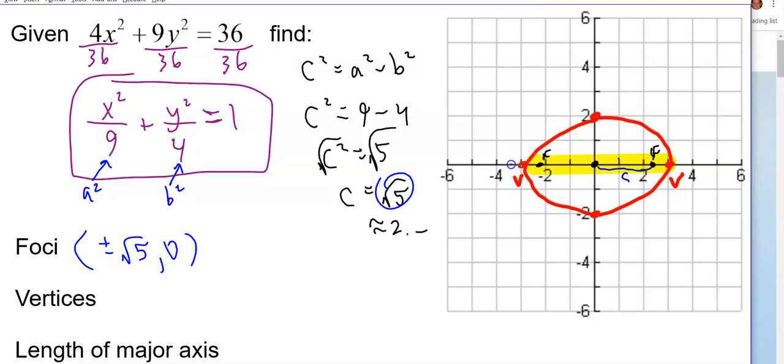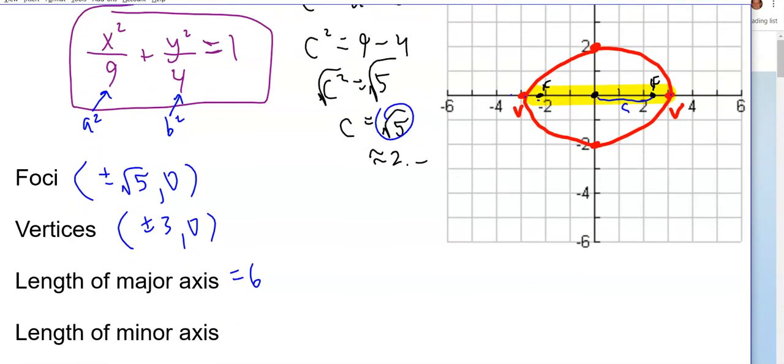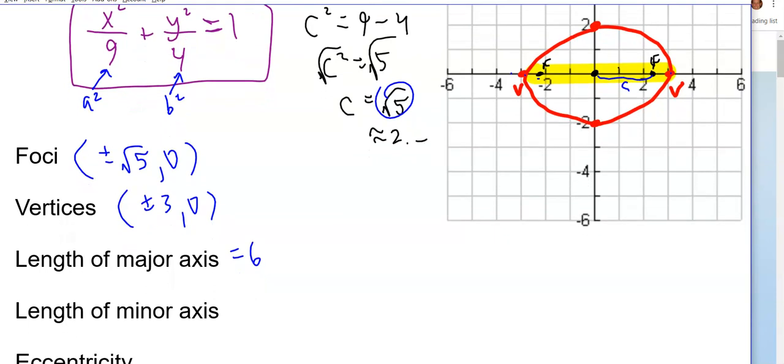The vertices are easy to get. You don't necessarily need formulas because it looks like they're at plus or minus 3 comma 0. The length of the major axis is pretty easy to spot. That's 3 plus 3 is 6, or 2 times a, which is 3, so 2 times 3 is 6. The length of the minor axis is 2 times b, or 2 times 2, which is 4. You can just count it out: 1, 2, 3, 4.